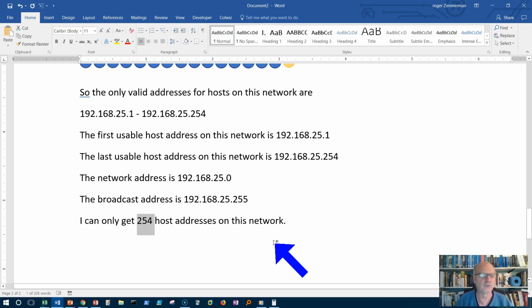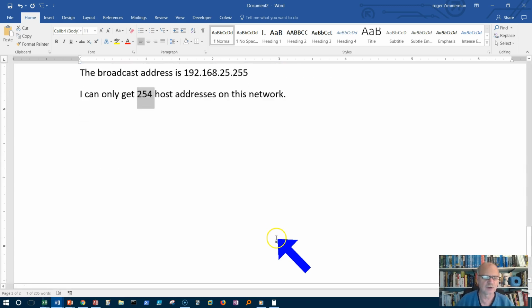So you can see out of 256 possible addresses, I really can only get 254. I have to subtract 2 from any network group in order to get how many host addresses I can have on that network.